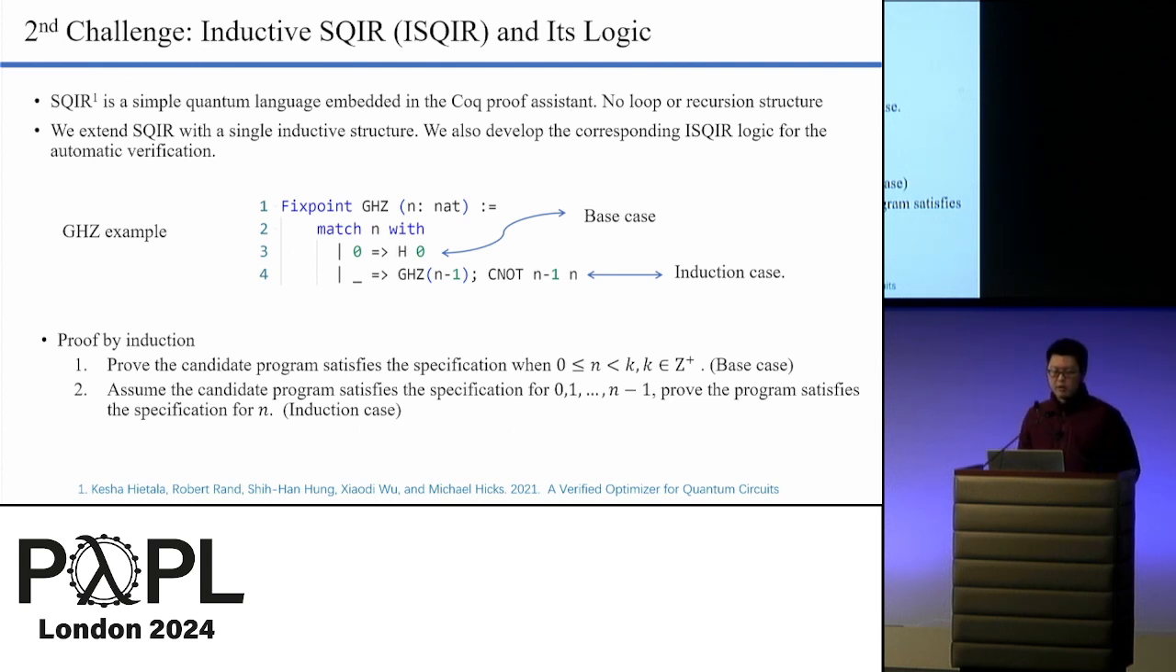So it just tries to verify the base case in the match expression. And then the QSynth verifier will assume that this candidate program already satisfies the specification for any input argument from 0 to n-1. This means that it assumes that the recursive call GHZ n-1 here already generates an n-1 GHZ circuit. And then it tries to verify that the whole program will give the resulting program. So it means that here, the whole program will generate a GHZ n circuit.